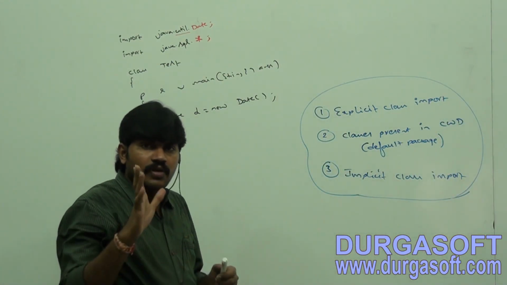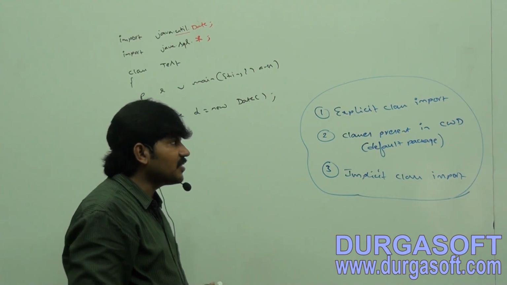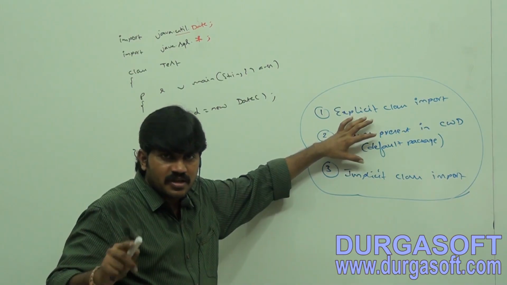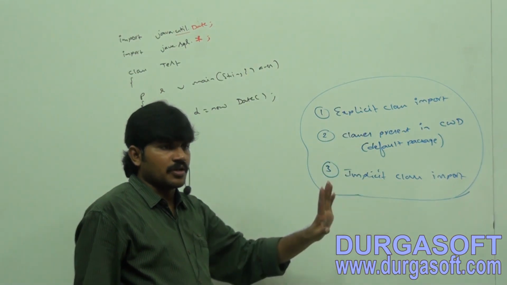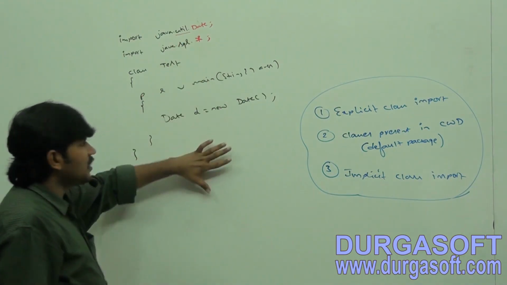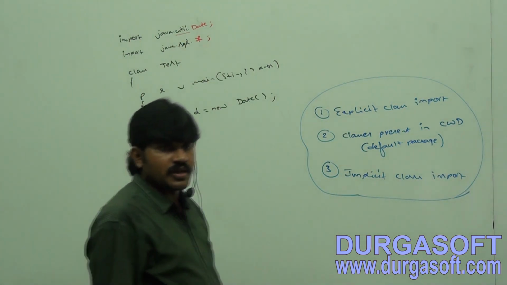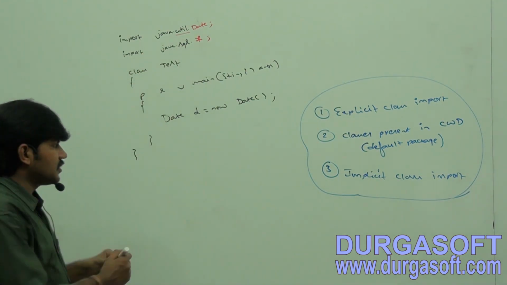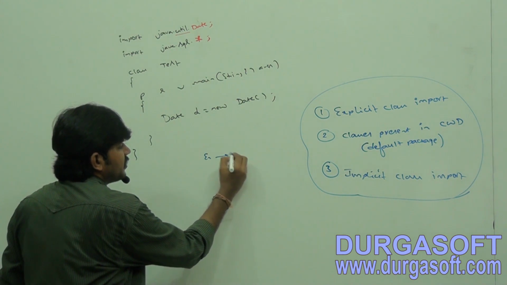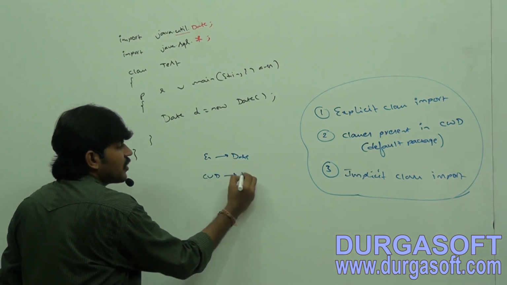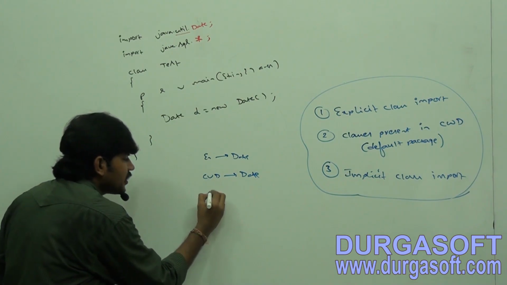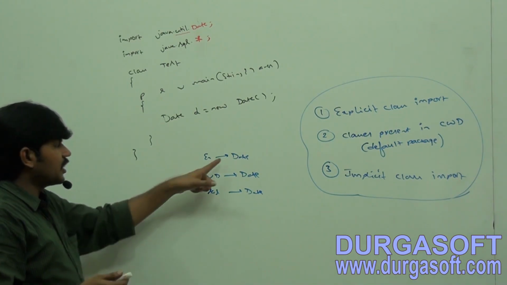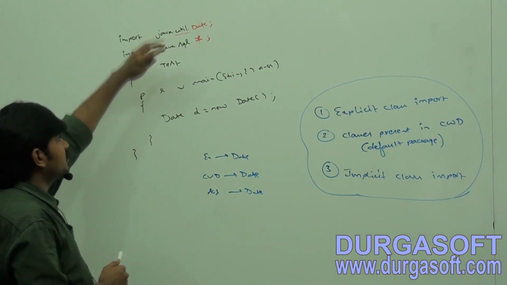This is the rule. While resolving class names, in which order will the compiler consider? Explicit class import, classes present in current working directory, and next one is implicit class import. Assume the explicit import got matched. The current working directory also contains Date, and the implicit SQL import also contains Date. Then which Date will be considered? The explicit util package Date.